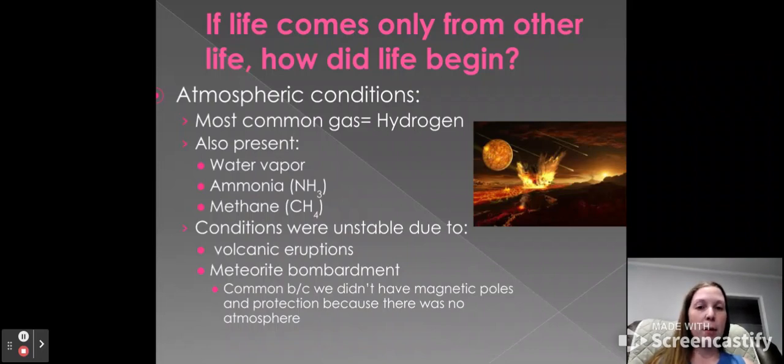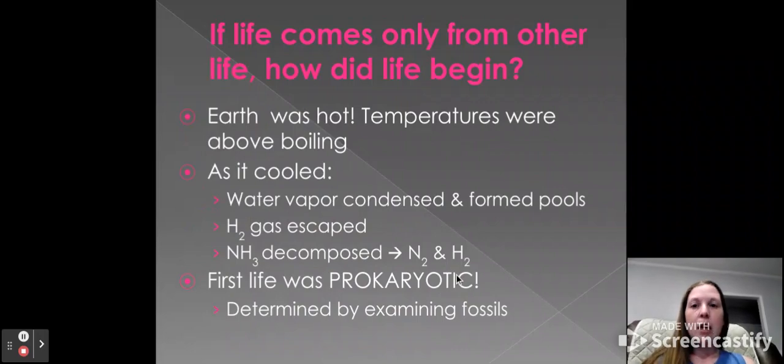And then meteorite bombardment. So there was lots of debris from the atmosphere coming down and hitting the Earth. This was common because we didn't have magnetic poles and protection because there was no atmosphere like we have today. The Earth was very, very hot at this time, and the temperatures were above boiling. As it cooled, the water vapor condensed and formed pools, just like puddles form in the ground.